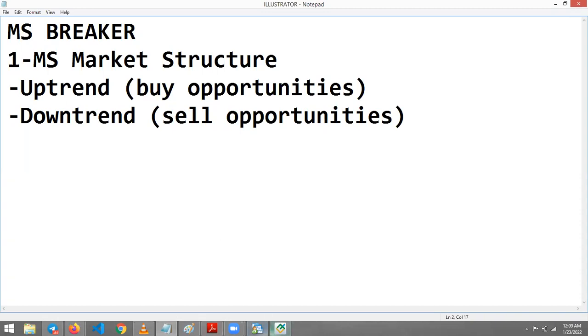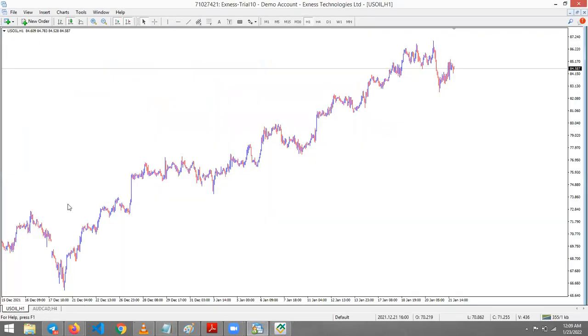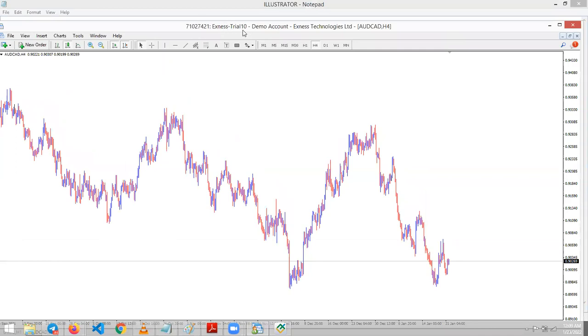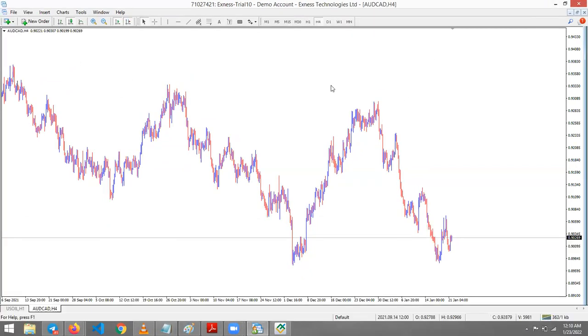So let me just get a general chart. Let me see. This is Australian Canadian. This is a demo account under Xness, so don't get worried. I'll be using this one for illustrative and demonstrative purposes. So now this is Australian Canadian.